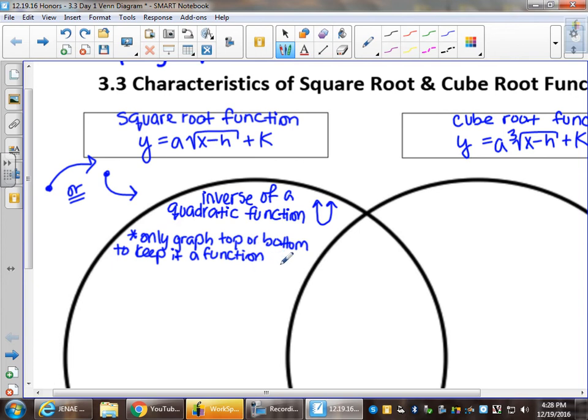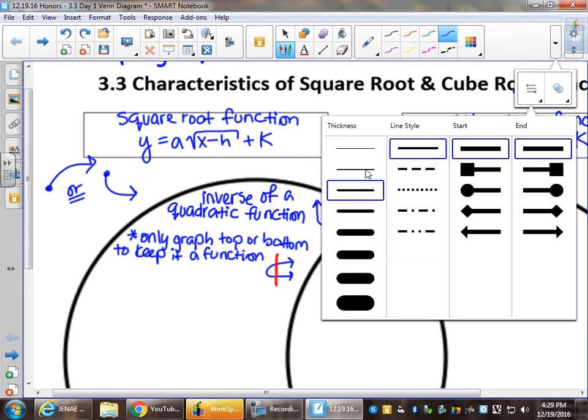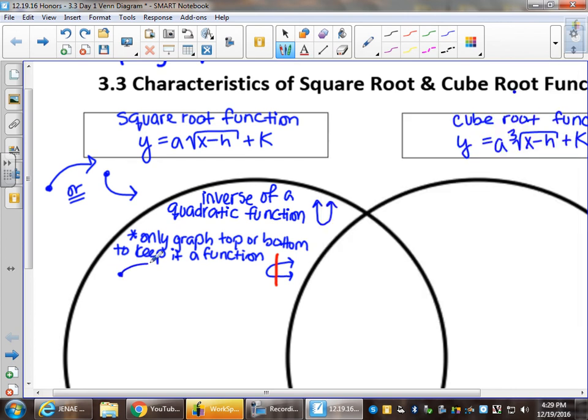What we mean by that is if we were to literally turn this U shape sideways, that's what the inverse technically looks like. But that would definitely fail the vertical line test. So instead, notice you're either graphing the top or the bottom. That's where that split quality comes from, either the top or the bottom, because otherwise it would not be a function.